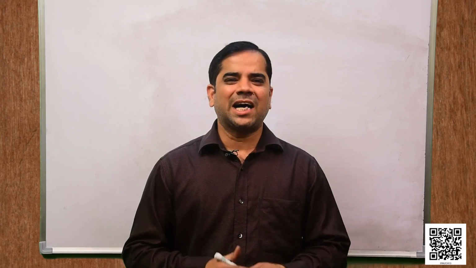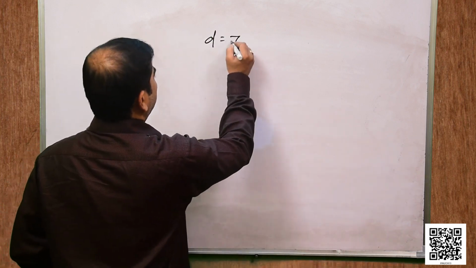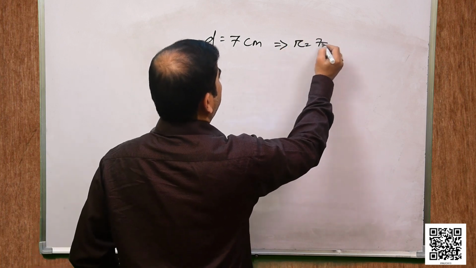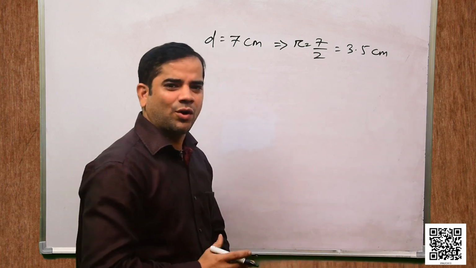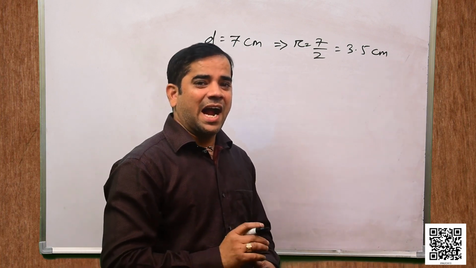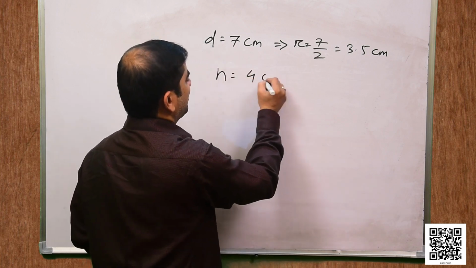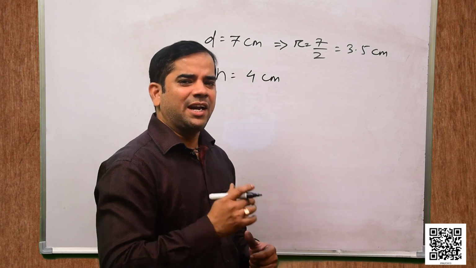As per the given data, the diameter is 7 cm. That means the radius will be 7 by 2, that is 3.5 centimeter. Okay, and the height of the cylindrical bowl is 4 centimeter, so h is 4 centimeter. So let us find the volume of the cylindrical bowl.